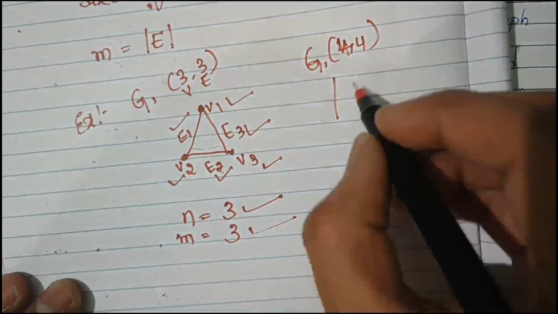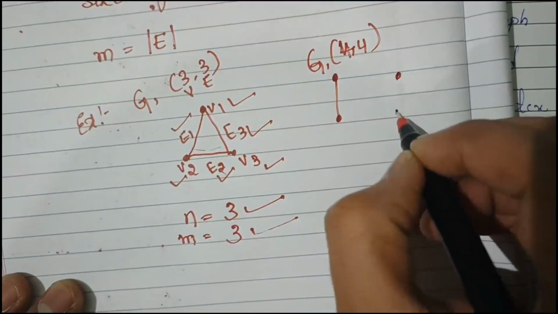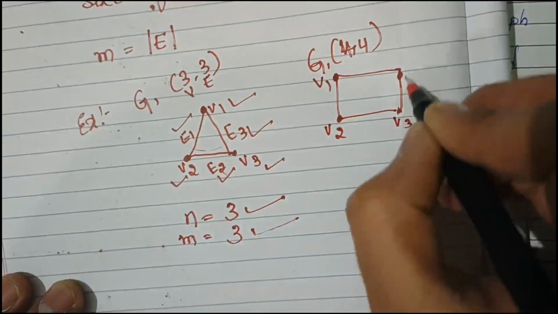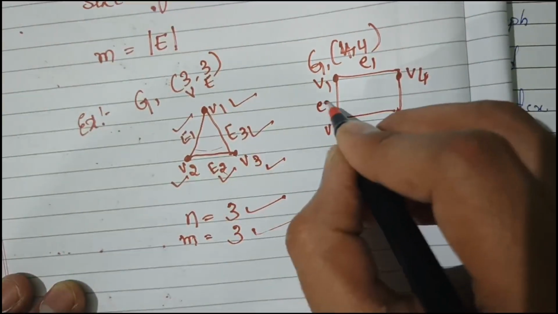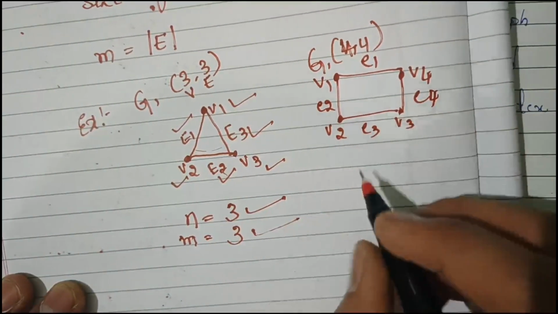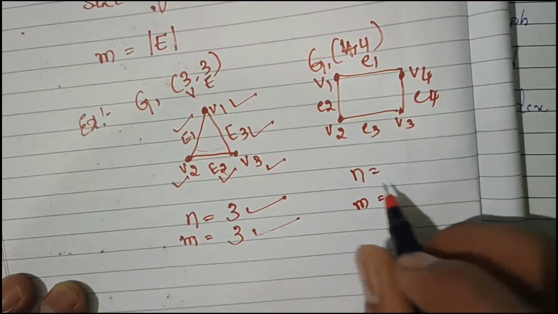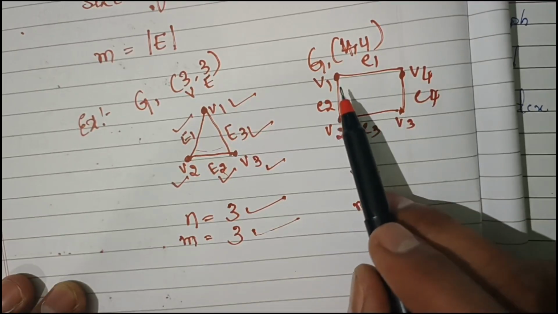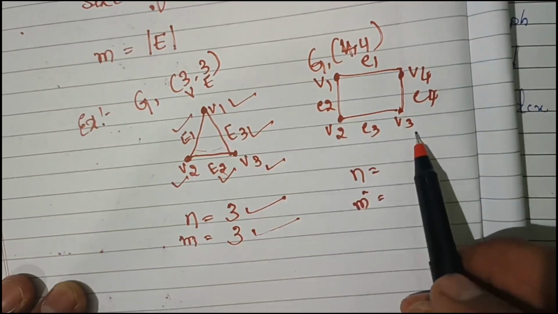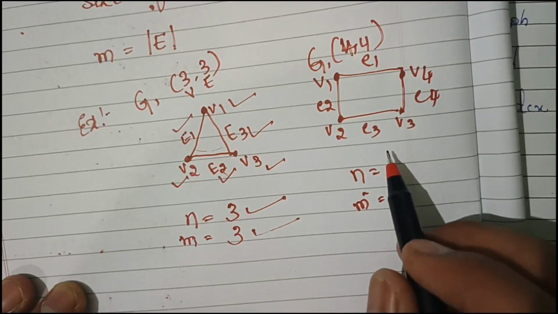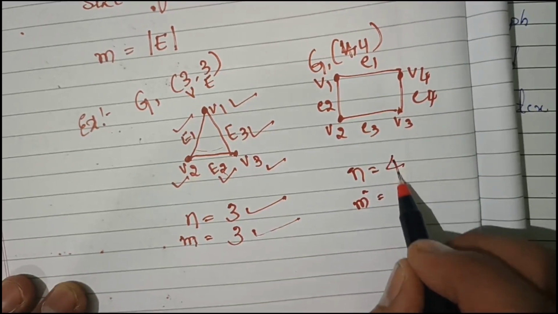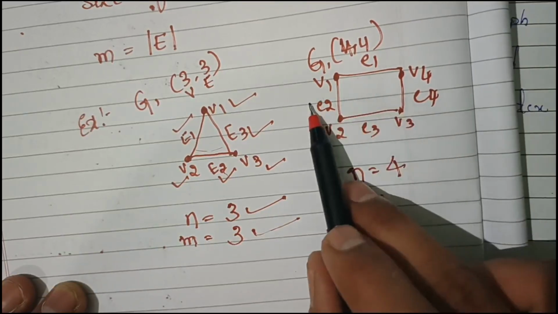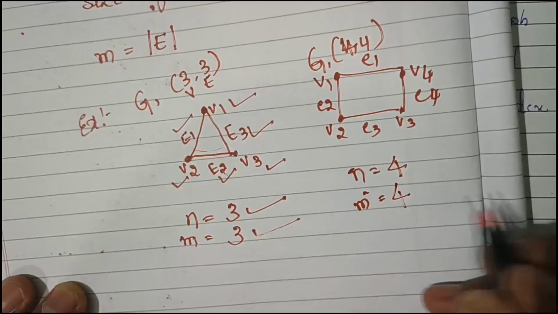Let's see another example, G of 4 comma 4. The vertices are V1, V2, V3, V4 and the edges are E1, E2, E3, E4. Here we should find n and m. N is the order of the graph, m is the size of the graph. How many vertices are there? 4 vertices, so the order of the graph is 4. The size of the graph is how many edges are there: E1, E2, E3, E4, so 4.